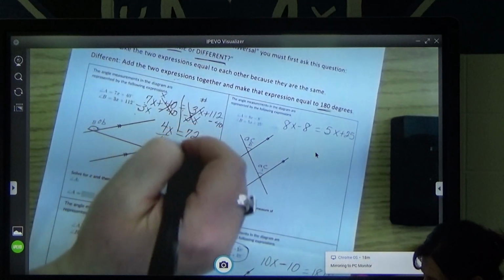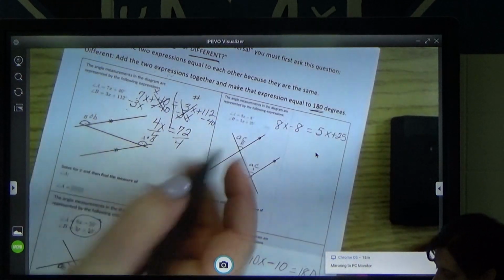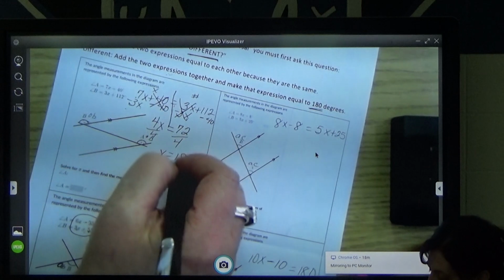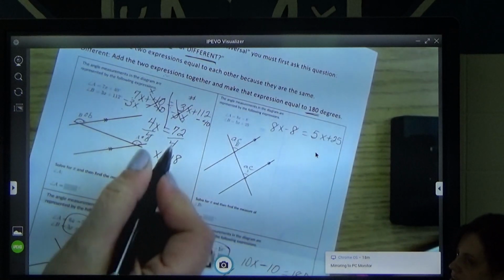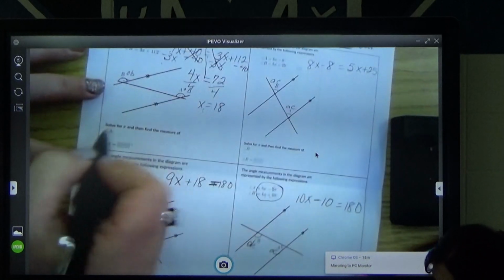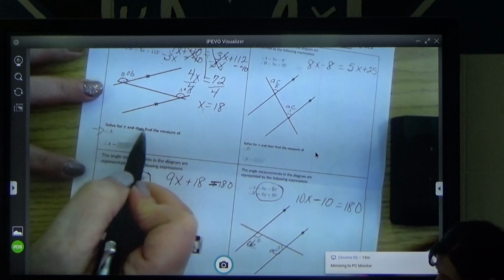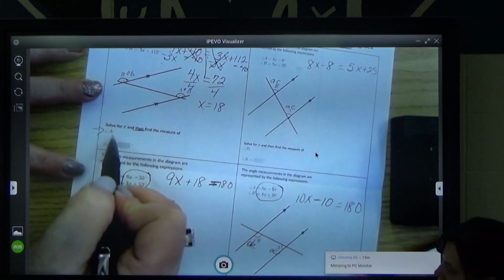So now I need to divide by 4. I need to know what's 72 divided by 4. And I get 18. I'm almost there. Do not get trigger happy and type the 18 in, because look, it does not ask me for what x is. It says solve for x and then find the measure of angle A.